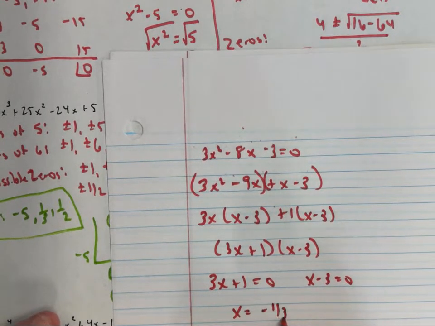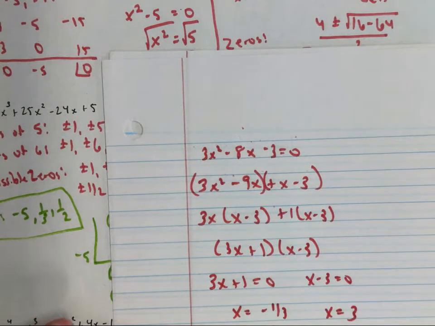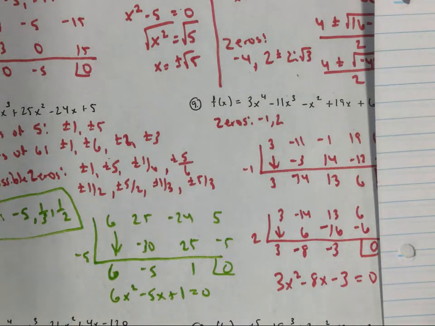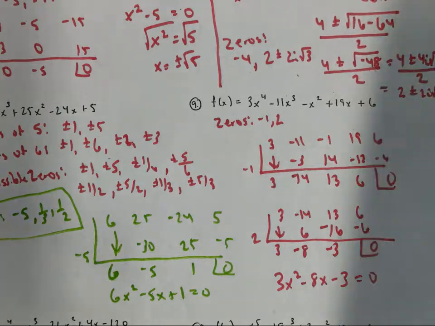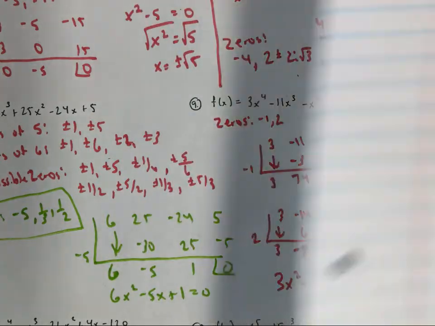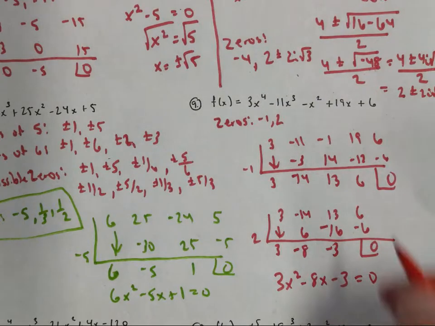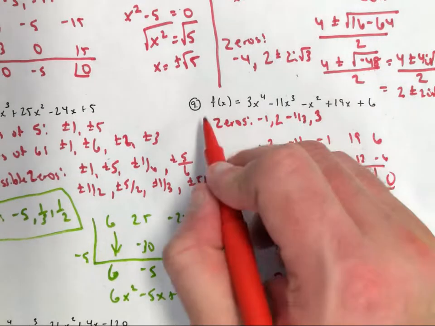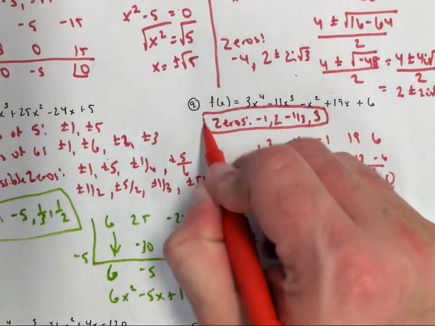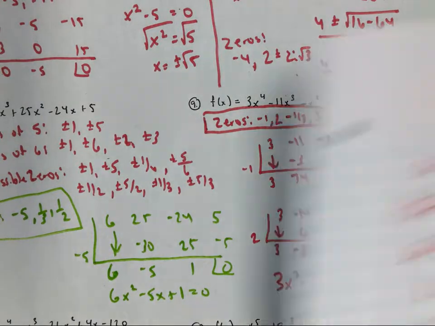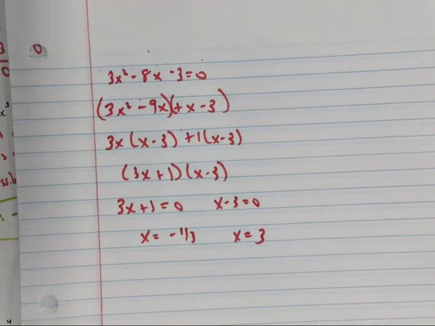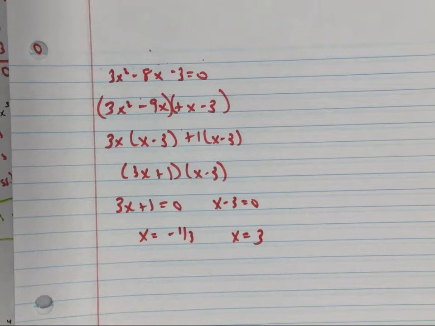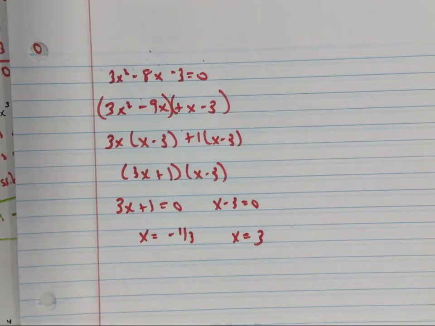So x equals negative 1/3 and x equals 3. So with my zeros, I will put negative 1/3 and 3. As long as you have the 4 zeros, it does not matter what particular order. That's how I found the other two. I used 2 to break it down to a quadratic, and then used the factoring to get the other 2.